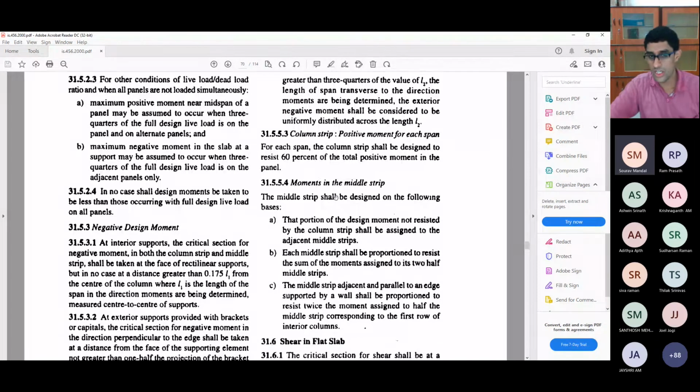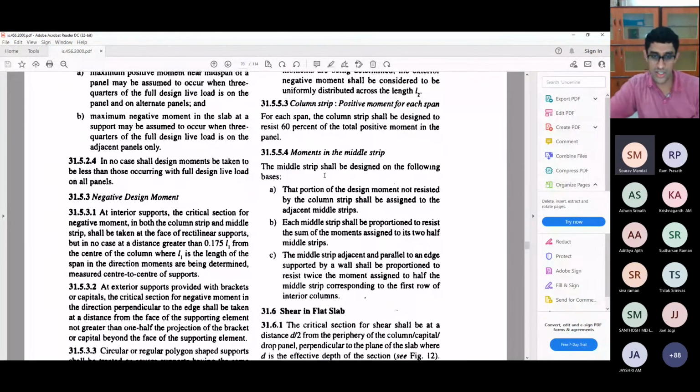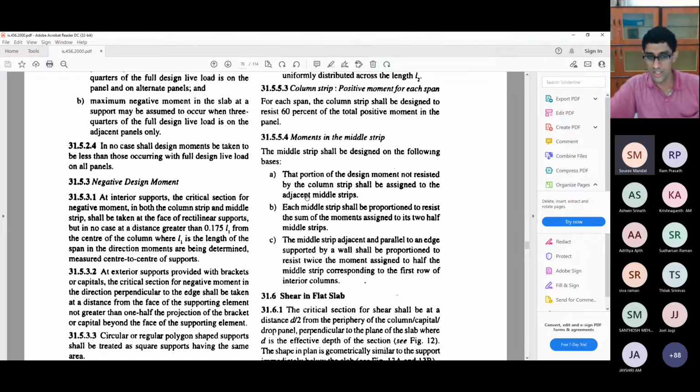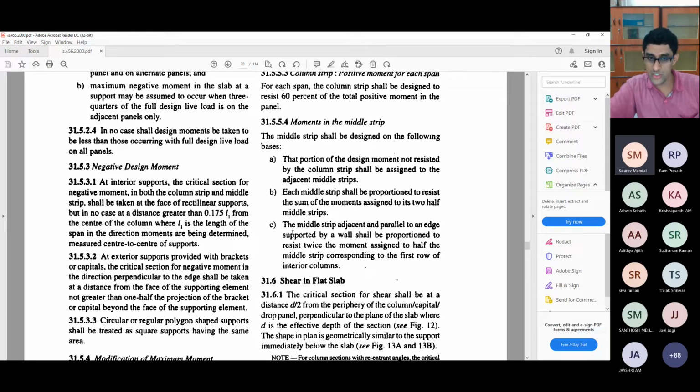Now coming to the middle strips. Okay, so middle strip is pretty easy. Whatever you have given to the column strip, the positive moment, which is 35% or 65% of that M0, whatever you've taken, minus whatever you've given to the column strip, that becomes the moment in the middle strip. Just the difference between the total moment and the column strip moment. Even if you read through these 3 points, that's what it actually summarizes.